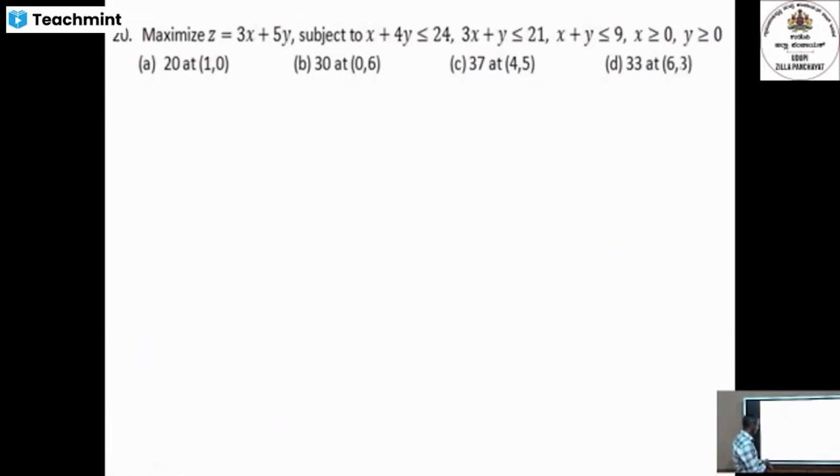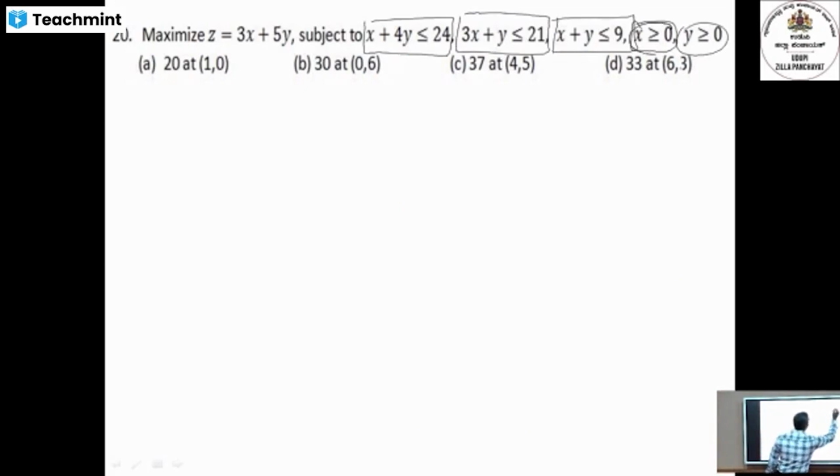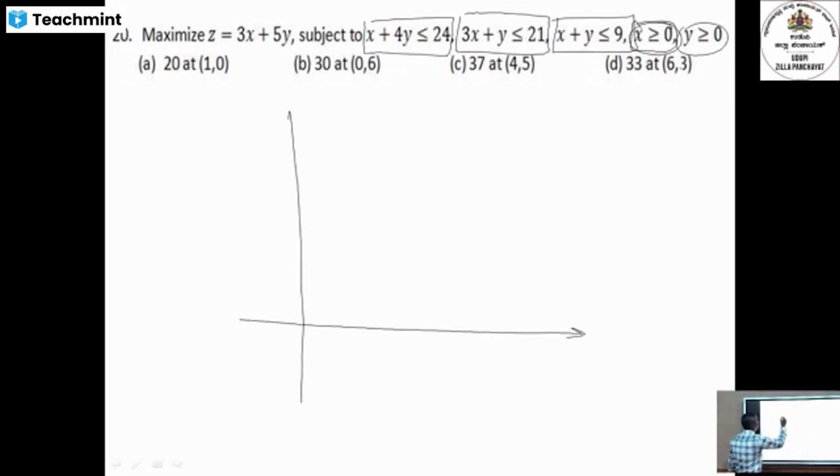Maximize z is equal to 3x plus 5y subjected to x plus 4y less than or equal to 24, 3x plus y less than or equal to 21. So one equation, one line. Second equation, second line. Three lines, 4 and 5 are the first quadrant. Correct? So when you take these two conditions, what do you understand? Solution lies only in the first quadrant. We call these non-negative conditions. So x greater than or equal to 0, y greater than or equal to 0.